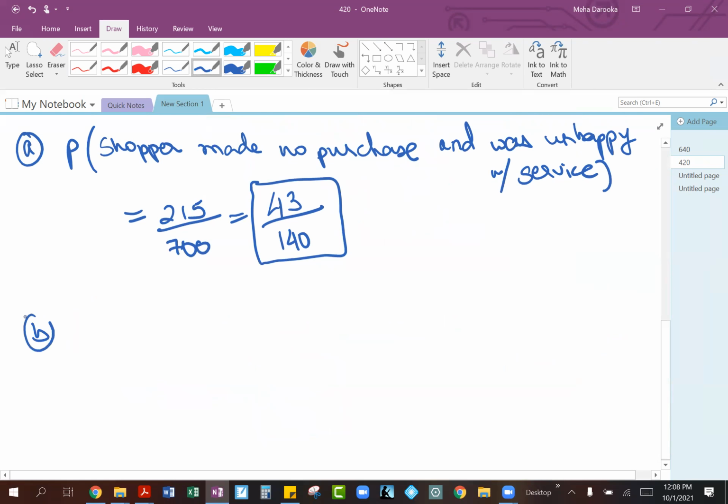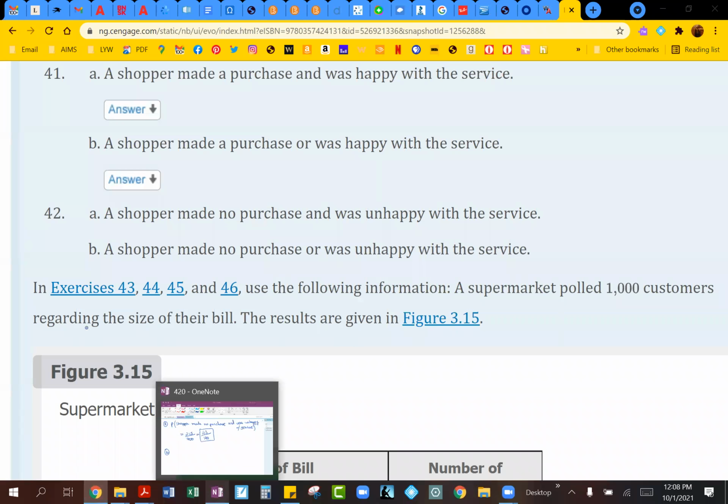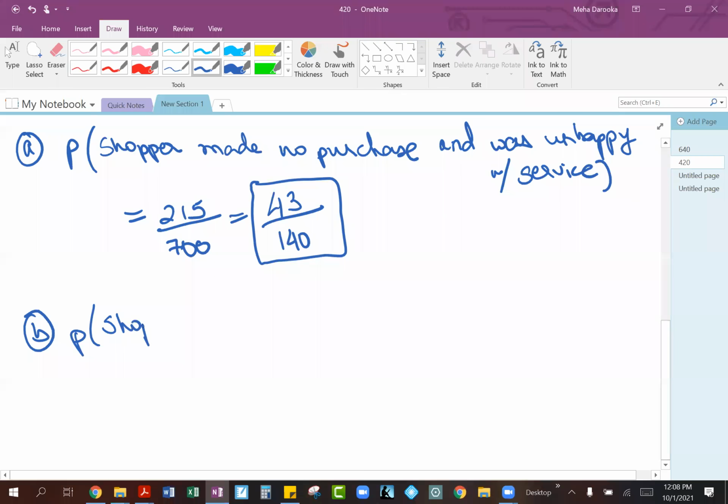Now you basically had the same question for part B, but instead of and, they're using or. So how will that change our probability here? The shopper made no purchase or was unhappy with the service.